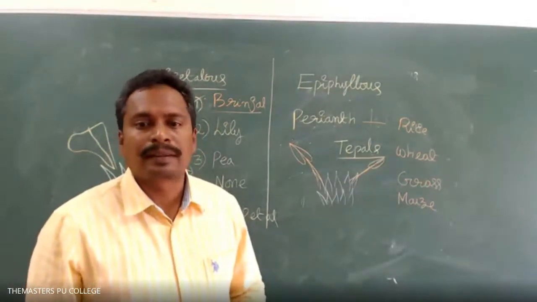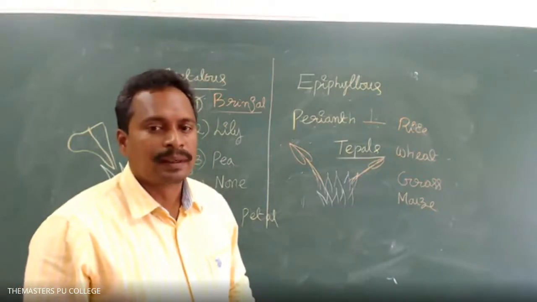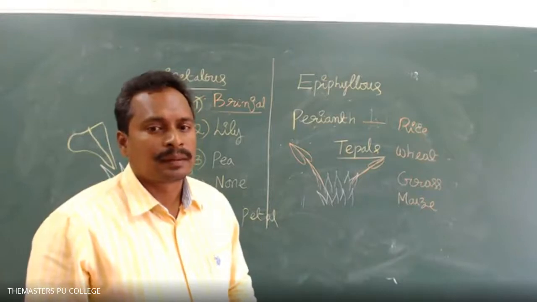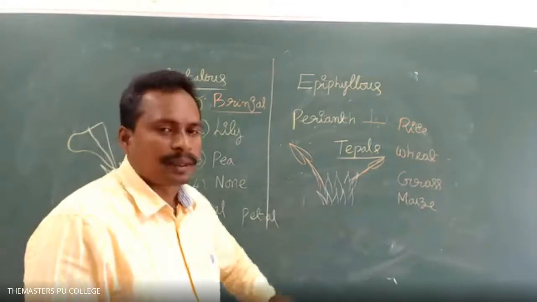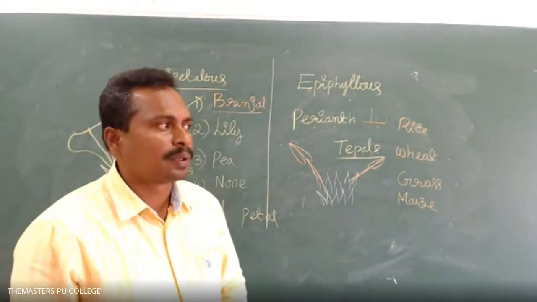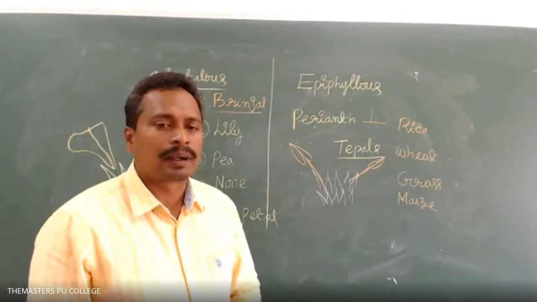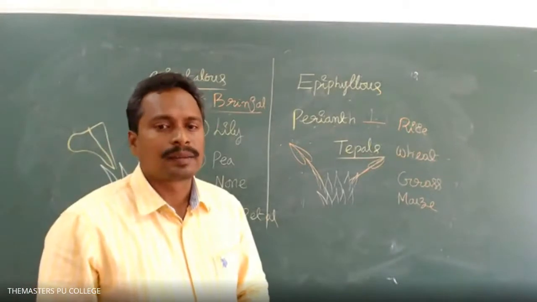Is it clear? Can we say perianth is a group of tepals? Yes, the members of the perianth are called tepals. The perianth is arranged in two rows, for example in allium: garlic, onion, lily.